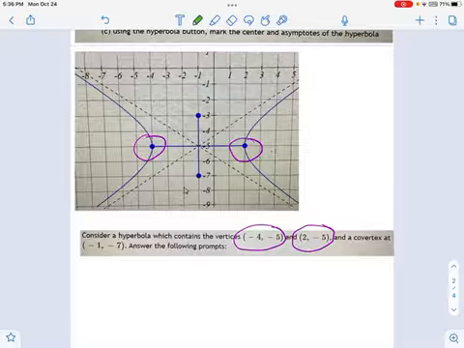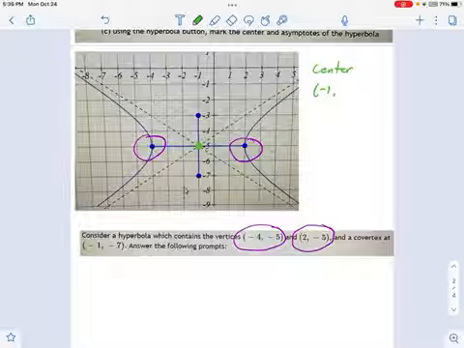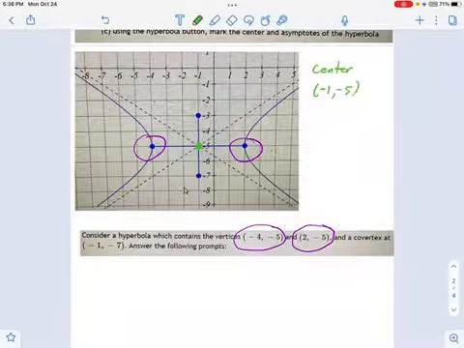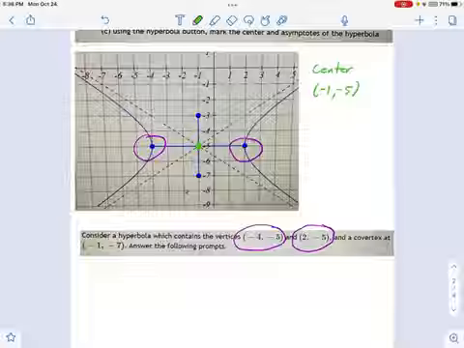Now we can get the center very easily by just taking the average of those two vertices. I'll just do this graphically, but it looks like the center point is located at -1, -5. And you could add those x values together and cut them in half, just like you would average two test scores. That's a fine way of doing it.